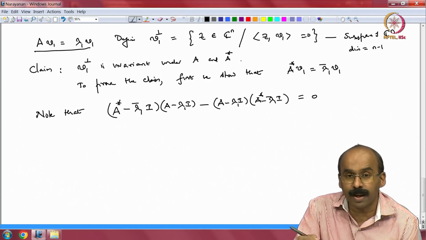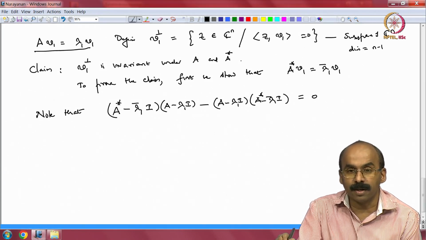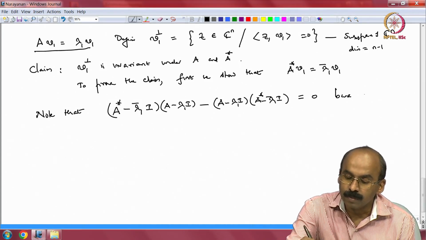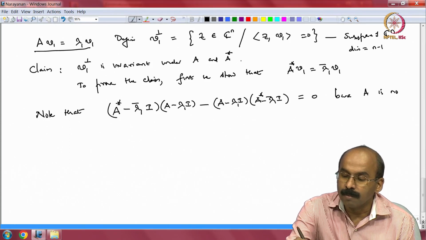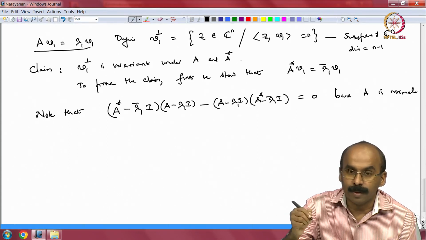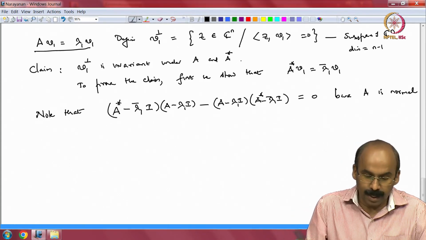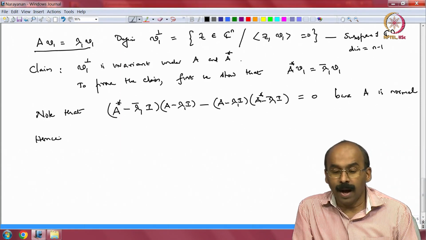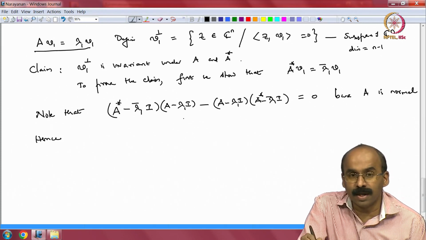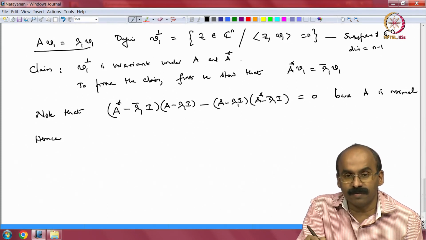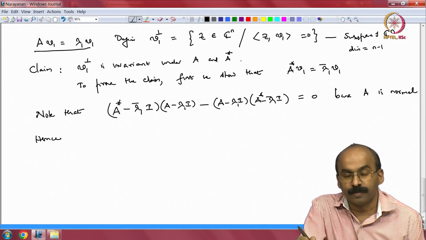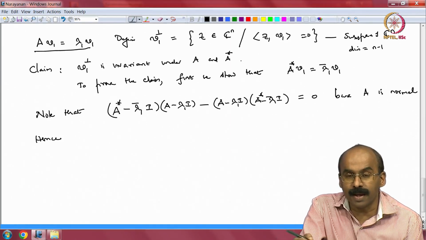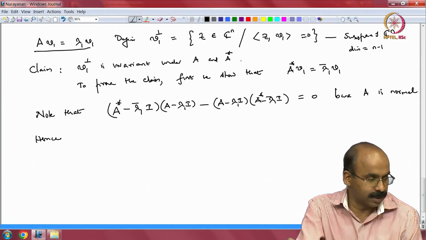So, if I multiply and then expand, you will see that this is 0 because A is normal. Okay. Hence, I apply this operator, that matrix on the left hand side, on V1 and then take inner product with V1. So, I will get 0 because I am applying the 0 operator or the 0 matrix, right.